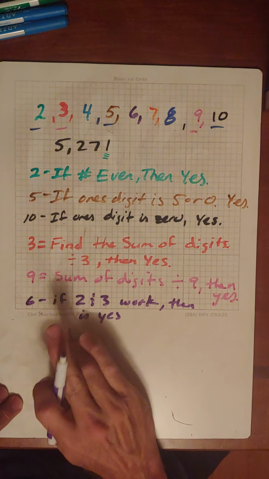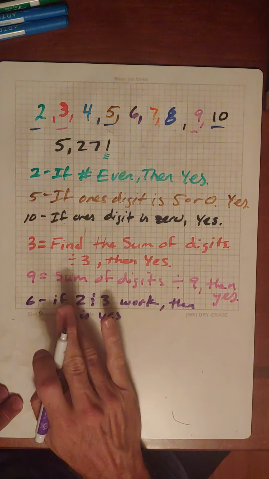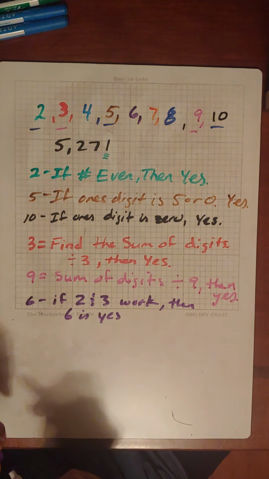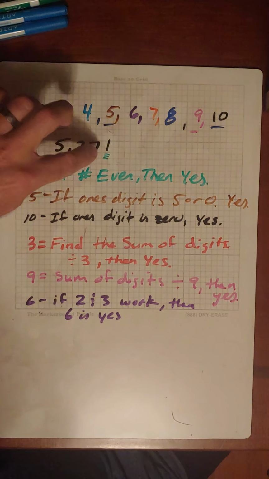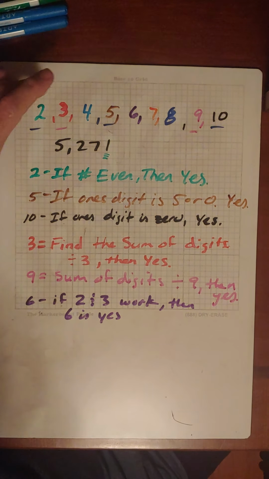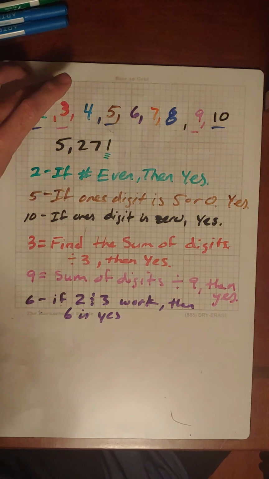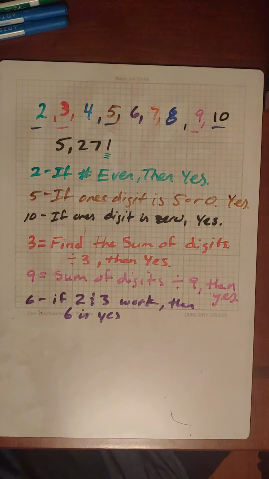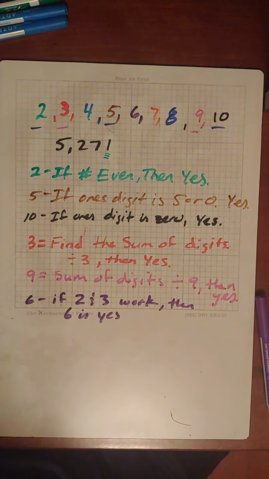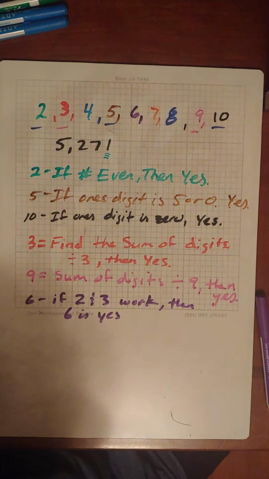Okay, so if a number is divisible by 2 and 3, then that means the number is also divisible by 6. So if it's even and this rule for 3 works, then it's also going to be true for 6. So when you check 2 and you check 3, if those are both yeses, then you know 6 is also a yes, automatically. All right? So that's pretty cool. I like that one a lot. So if 2 and 3 work, then 6 works.